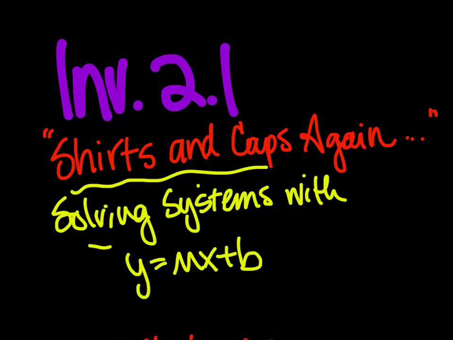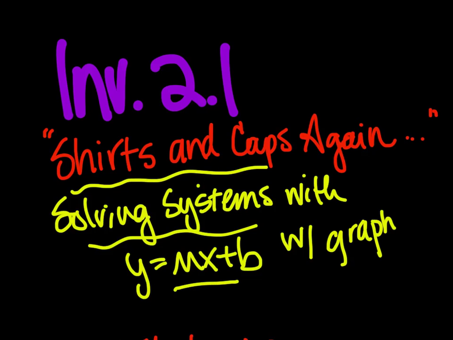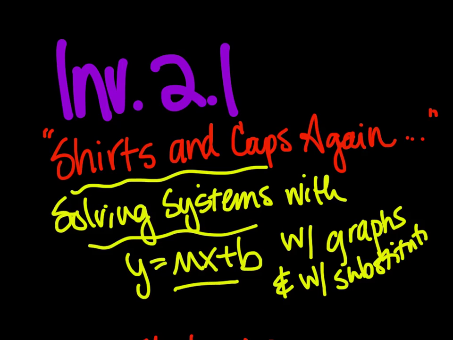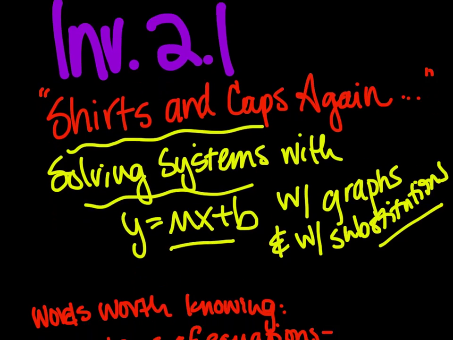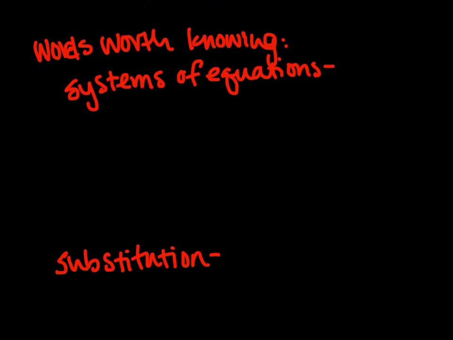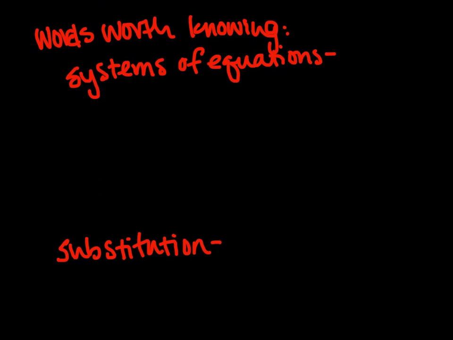So we're going to be solving systems with that slope-intercept form, but we're going to be doing it with graphs and with what's called substitution. And it'll be very fun. So let's get started. First of all, we need to have a couple of words worth knowing added.